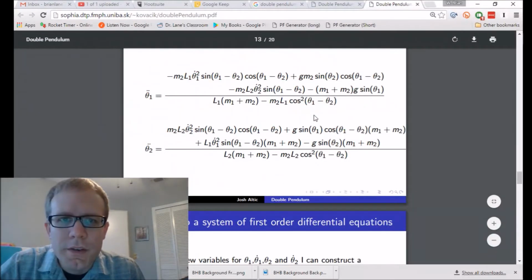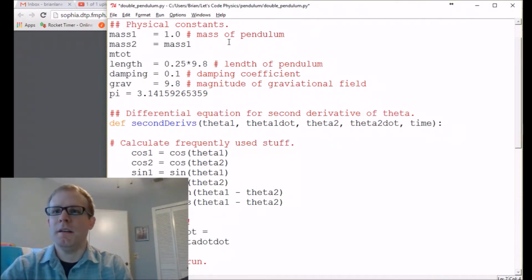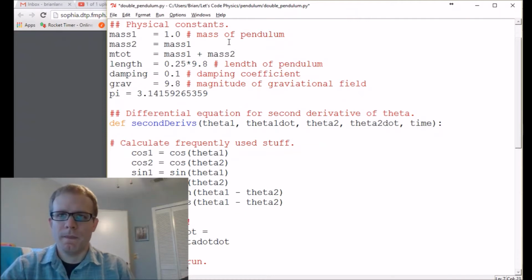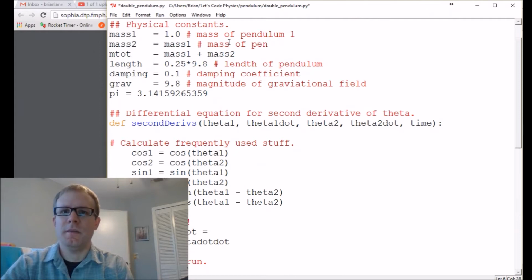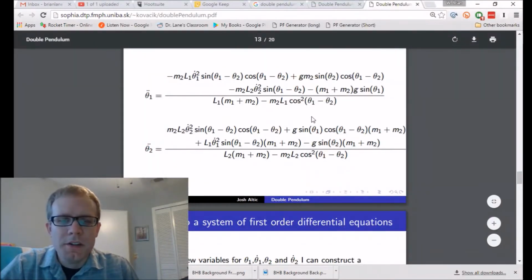Let's see. They also have up here the sum of the masses. I don't see the difference of the masses anywhere. So we'll define something up here: M, the total mass, equals mass 1 plus mass 2. And I need to update my comments. Mass of pendulum 2. Mass, total mass. There we go. Cool. Are there any other combinations that I'll be frequently using?